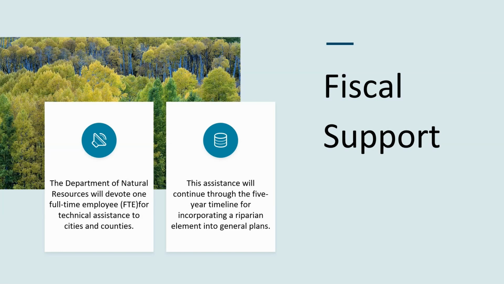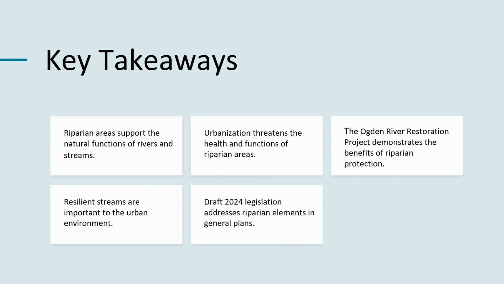So here are the key takeaways. Riparian areas support the natural functions of rivers and streams. Urbanization threatens the health and functions of riparian areas. Ogden River Restoration and the Big Bend Project demonstrate the benefits of riparian protection. Resilient streams are important to the urban environment, and we have exciting draft 2024 legislation to address riparian elements in general plans.